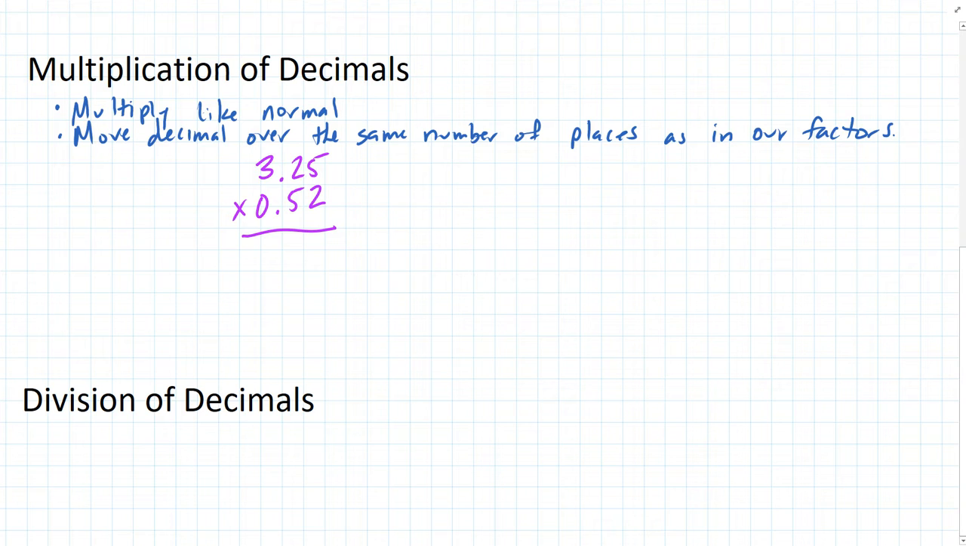Okay, from here I'm going to multiply like normal, so I'm going to ignore the decimal places for now. So to do that, 5 times 2 is 10. Carry the 1 up here. 2 times 2 is 4, plus 1 is 5. 3 times 2 is 6.